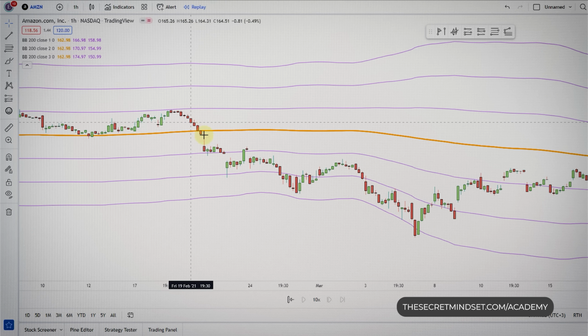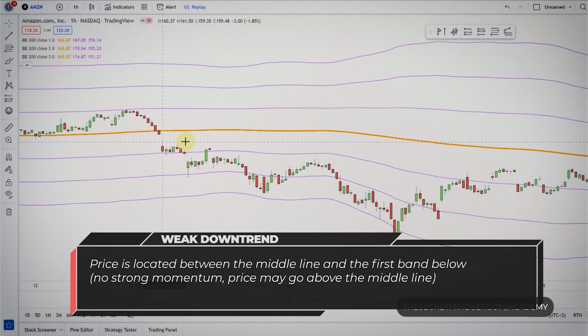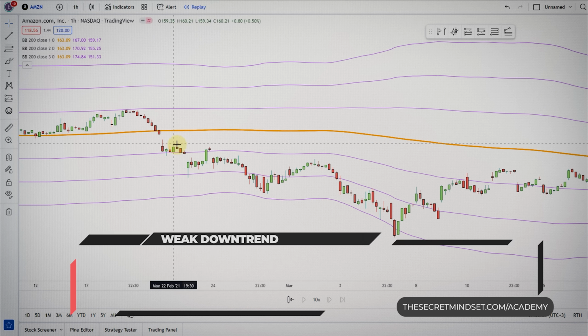And here's a downtrend. Price is below the middle line, between the 200 moving average and the first band. This is a weak downtrend. There is no strong momentum yet, and the price is likely to fluctuate within a range.